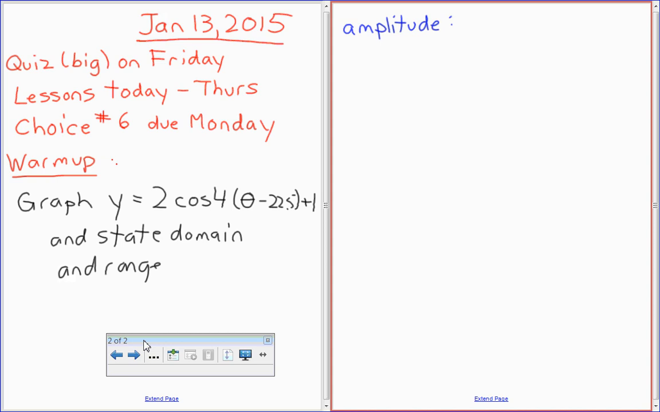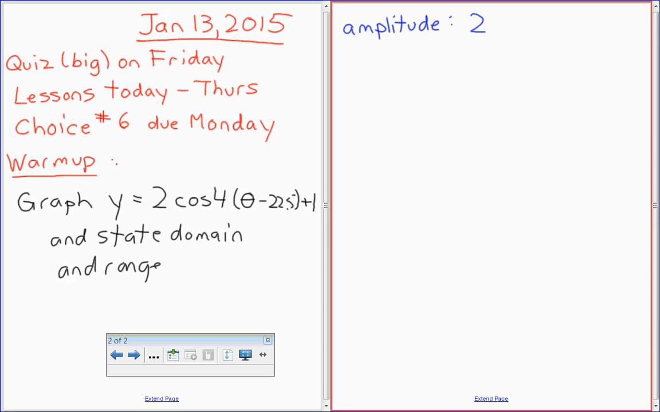What does the amplitude mean in English? Alan, go ahead. That's the distance from the axis to the max. It's like the height of your wave, the distance from the max to the axis. From this question, what's the amplitude going to be? It's 2. All right. So the amplitude is going to be the number in front.